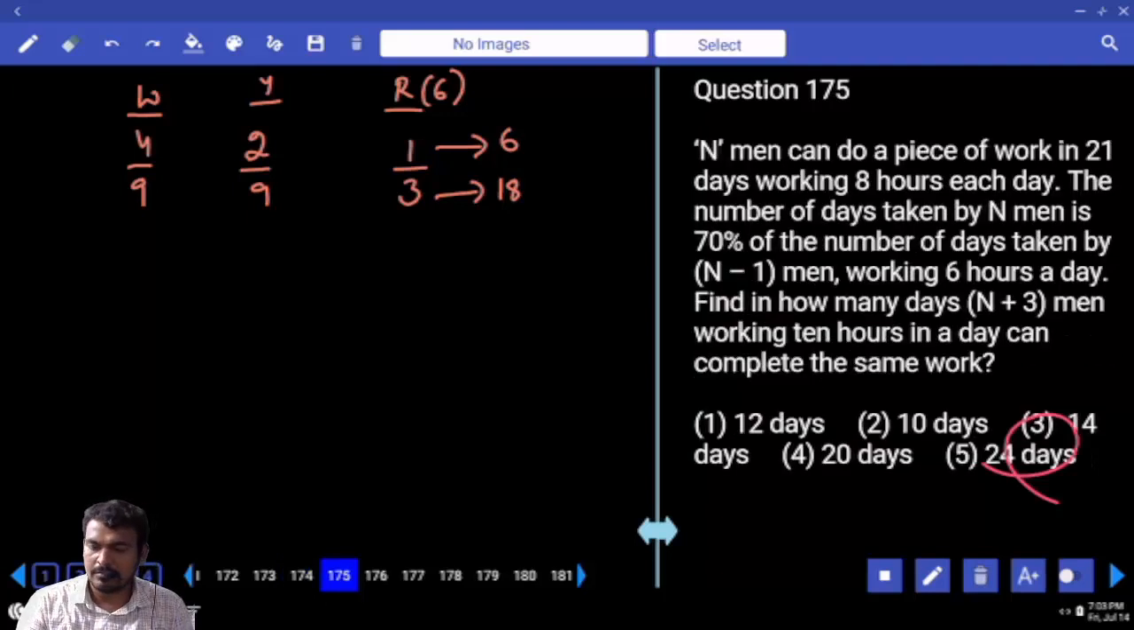Next, 175. N men can do a piece of work in how many days? 21 days, working 8 hours each day. The number of days taken by N men is 70% of the number of days taken by N minus 1 men working 6 hours a day. Find in how many days N plus 3 men working 10 hours a day can complete the same work. Same work or different work? Same work.